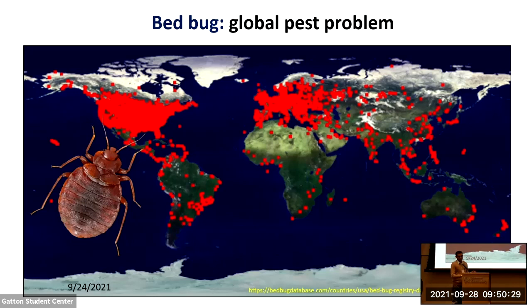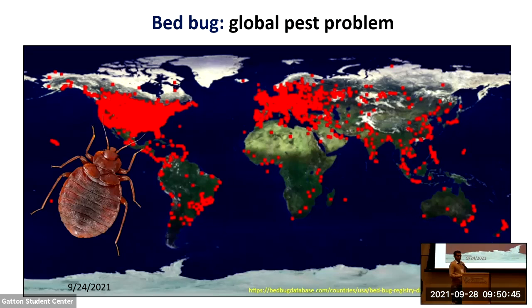All hotels, many in the airline industry, and even many cruise ships get bedbugs, and many homeowners and apartments are getting bedbugs. Not only in the United States, you can see in African countries, European countries, Asian countries, all have bedbugs now.